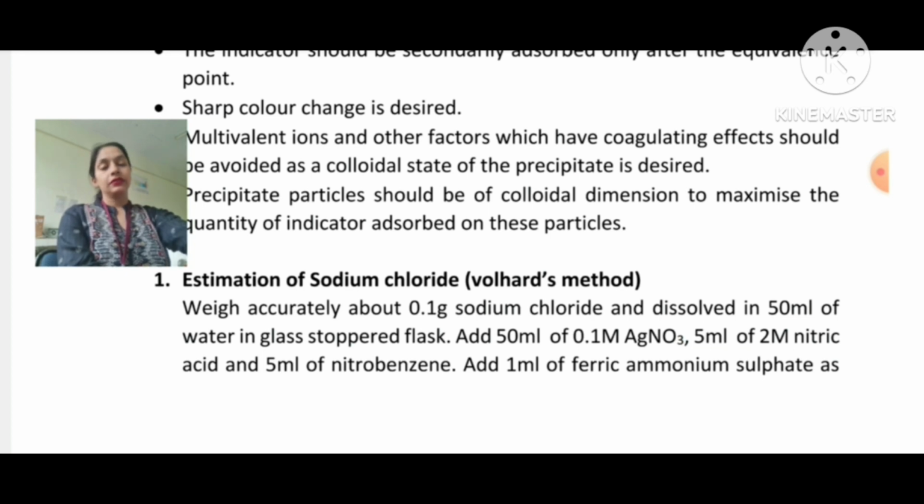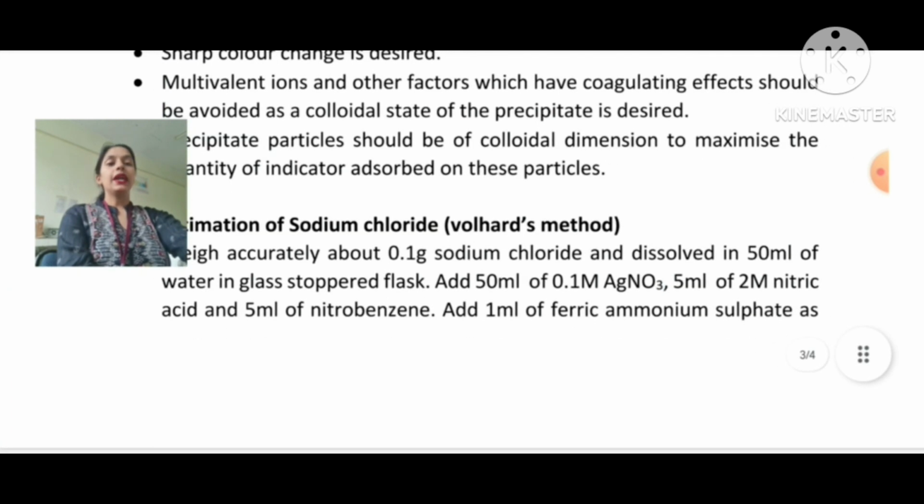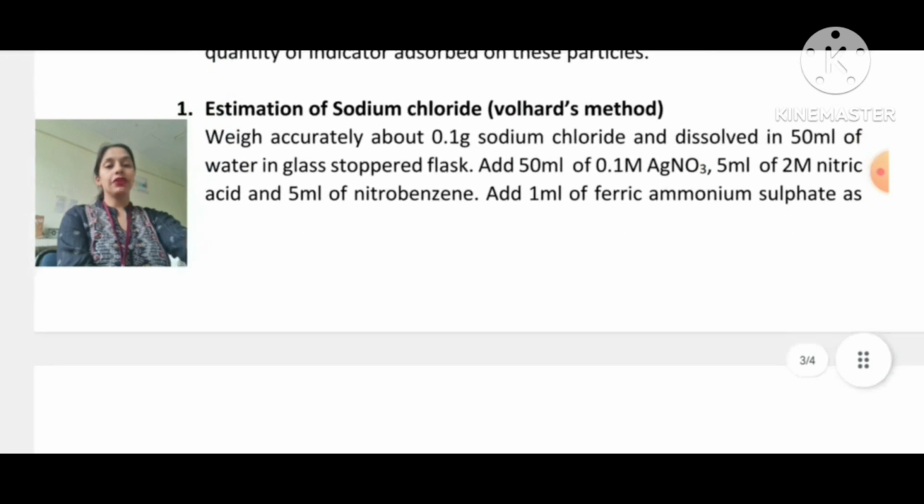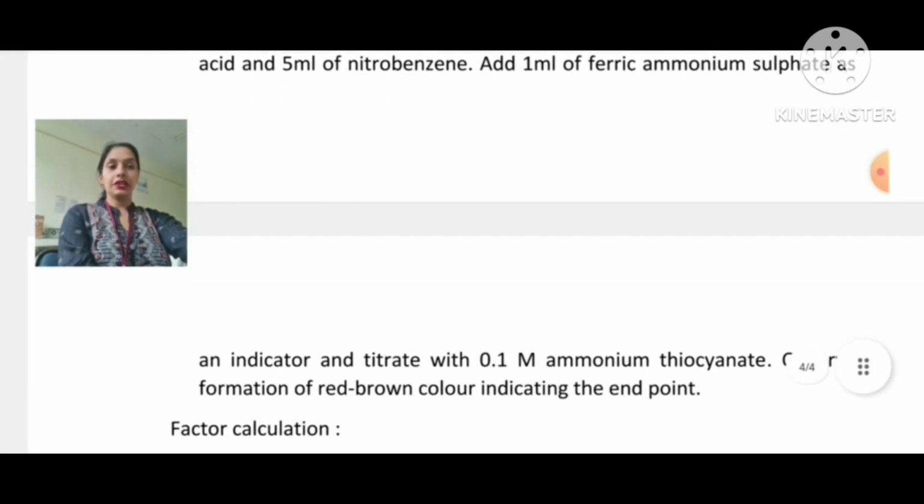In that, we add 50 ml of 0.1 molar AgNO3 and 5 ml of nitric acid. The concentration of nitric acid should be 2 molar, and then 5 ml of nitrobenzene is added to that and mixed. After all these additions, we add 1 ml of ferric ammonium sulfate as an indicator.